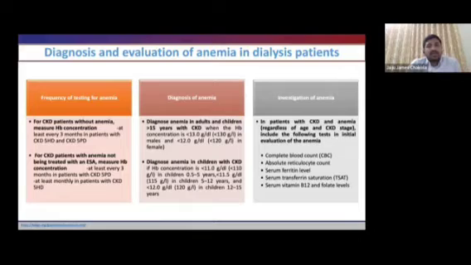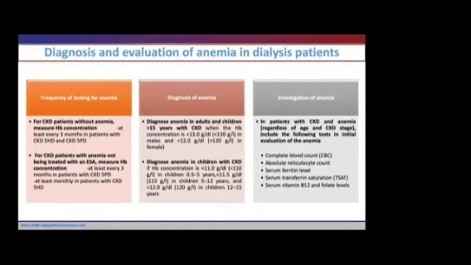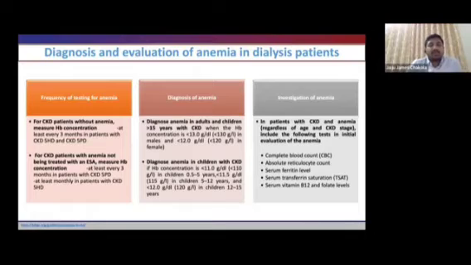And coming to the diagnosis of anemia, diagnose anemia in adults and children more than 15 years of age when the hemoglobin concentration is less than 13 gram per deciliter in males and less than 12 in females. In children, the level is less than 11 between half a year and 5 years, less than 11.5 in children between 5 and 12 years of age, and less than 12, like in adult females, in children between 12 and 15 years of age. So that's how the diagnosis of anemia is made.